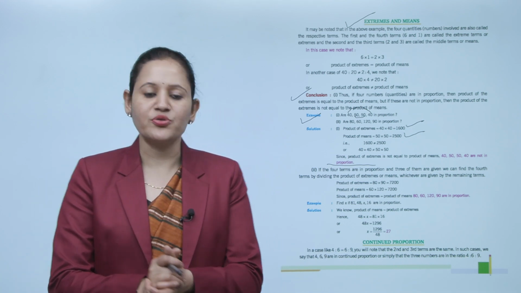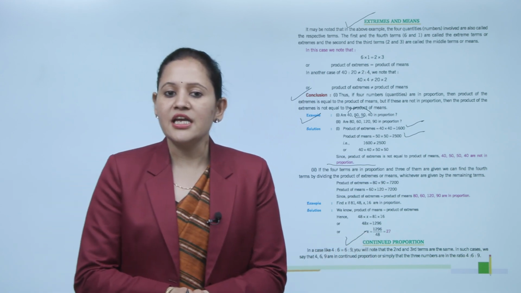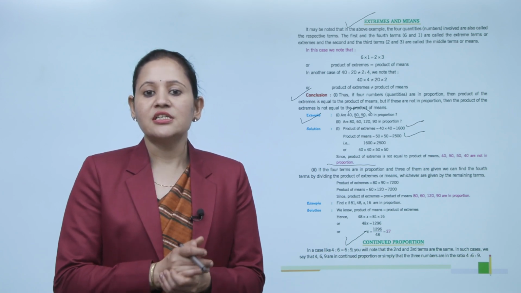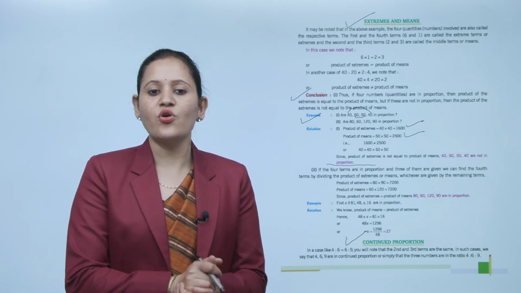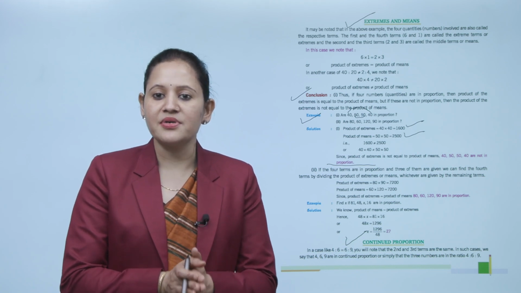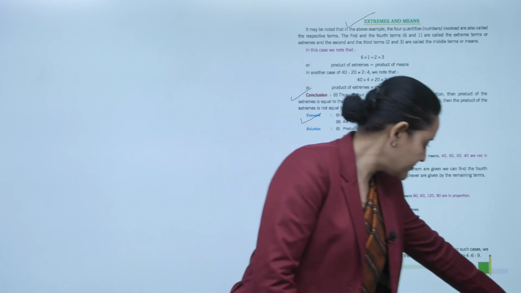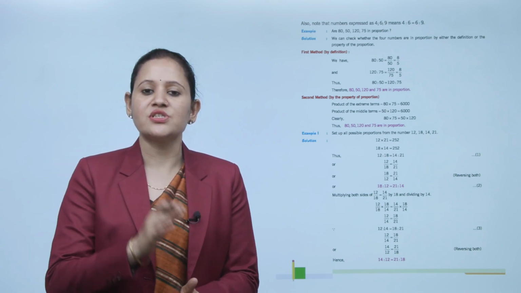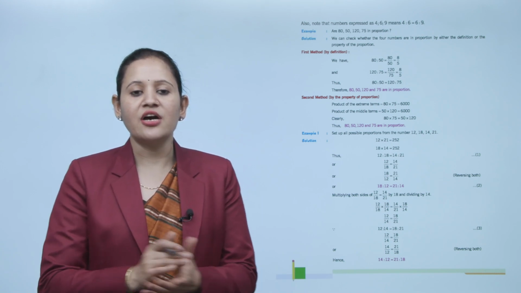Next is continued proportion. In a case like 4:6 equals 6:9, you will note that the second and the third terms are the same. In such a case, we say that 4, 6, 9 are in continued proportion, or simply that the 3 numbers are in ratio 4:6:9. Also note that the number expressed as 4:6:9 means 4:6 equals 6:9. Now we'll take an example.